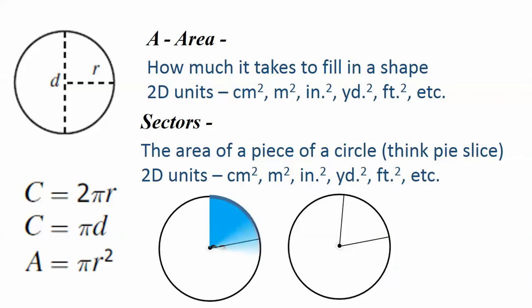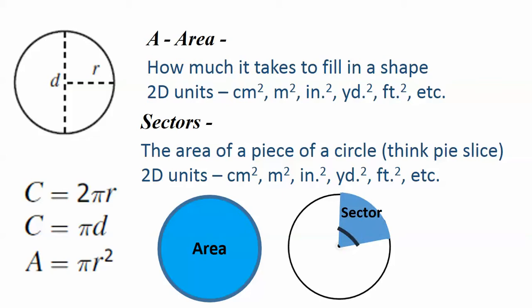On the left, I see the entire area of the circle, if I filled in the entire thing. On the right, I find that a sector is just a slice that covers a specific angle, x. To solve for my sector, I can take that little x out of the whole thing, 360 degrees, and multiply it by my area. That's going to equal the area of my sector.